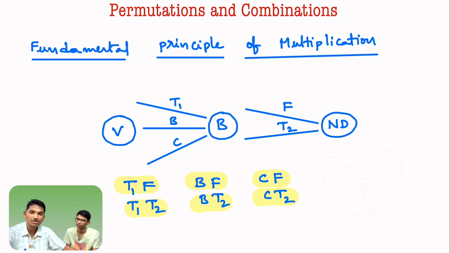And what is the fundamental principle of multiplication? Can you repeat? Suppose there are 2 works to be done. The first work can be done in m ways, and the second work can be done in n ways. Then the total work in succession can be done in m into n ways. I'll write that definition now.